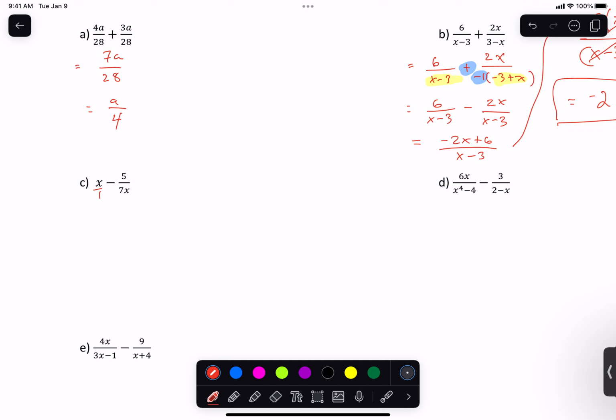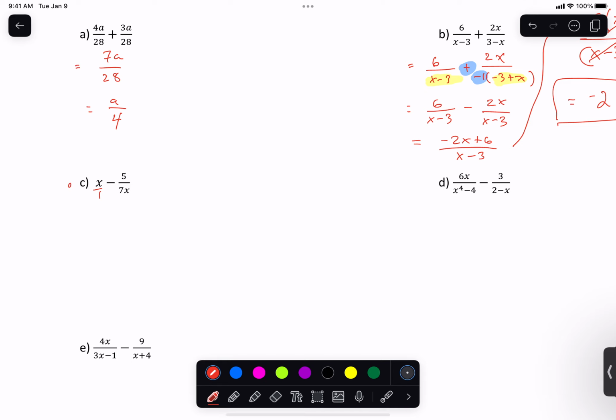Listen, I don't care that it's something other than a number in the right fraction. Multiply by 7x over 7x. Can you just multiply by 7x, both top and bottom? Yeah, you've got to multiply by 7x over 7x. That's the same thing as multiplying by 1, which is how you create common denominators, right?